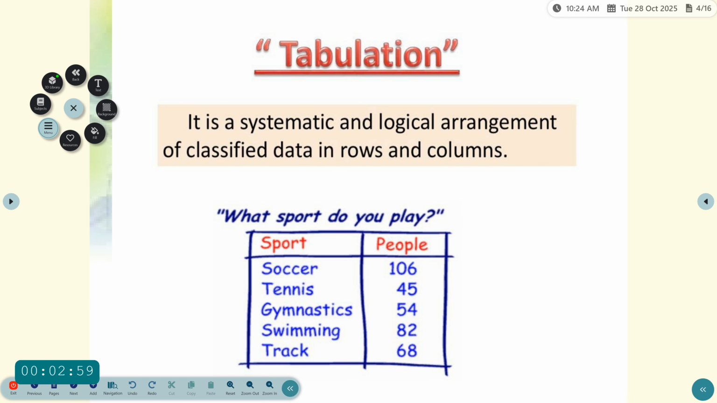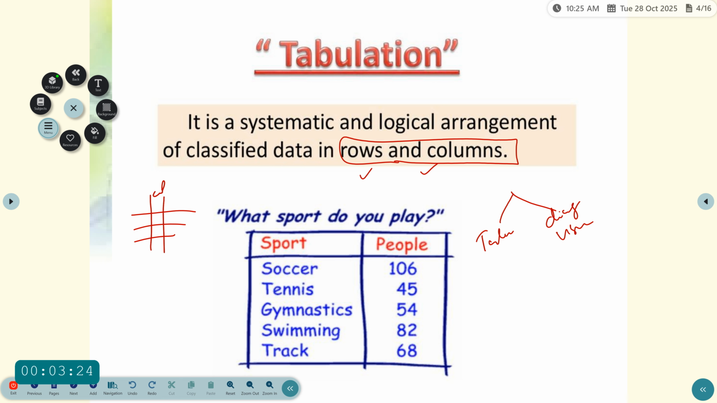I already said what the two major classifications of presentation are. One is tabular presentation, another one is diagrammatic or visual presentation. Now let us see tabular presentation of data. It is a systematic and logical arrangement of classified data in rows and columns. Whenever we see a table, we have to include rows and columns, because in a table we need columns as well as rows.